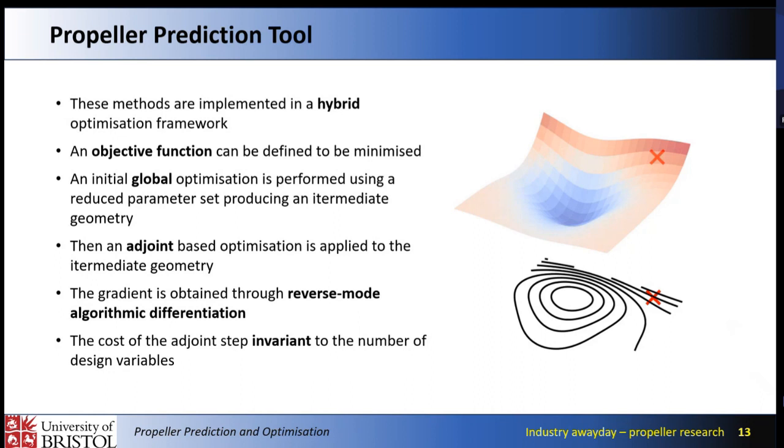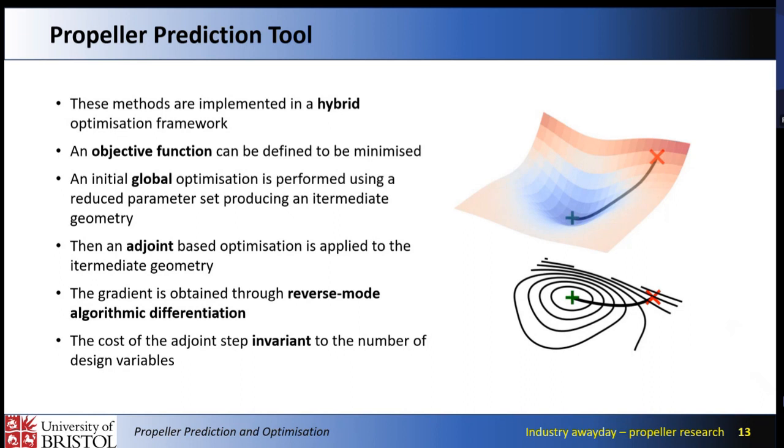This takes a reduced parameter set, and produces an intermediate geometry which is near the global minima or maxima for our optimization. And then we use an adjoint-based optimization method to get the final design at the global maximum. The important thing to note with the adjoint-based design, so it's effectively gradient-based optimization, is that you can see here we're starting from a non-optimal place and then moving to the global minimum or local minimum. And because it's adjoint-based, we use reverse mode algorithmic differentiation to get the design sensitivities.